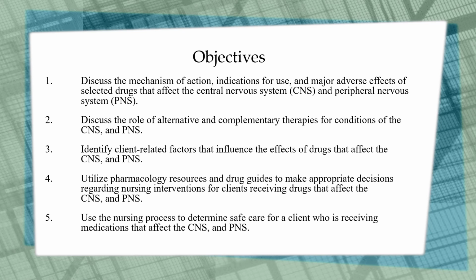We'll identify client-related factors that influence these drugs that affect the central nervous system and the peripheral nervous system. We'll utilize our pharmacological resources and drug guides to make appropriate decisions regarding nursing interventions for clients receiving these drugs. And then we're going to use the nursing process to determine the safe care for a client who is receiving medications that affect the central and the peripheral nervous system.